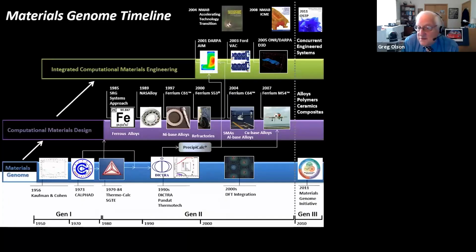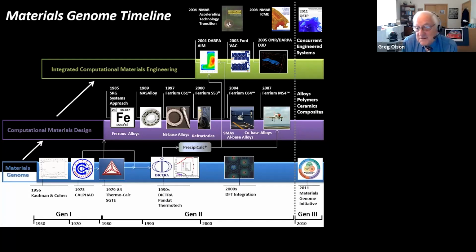And that is reinforced by this timeline. So there had been debate as to what a materials genome could be. It's very clear the genome we have is in fact the CALPHAD database system, whose origins go back to Kaufman and Cohen at MIT in the 1950s with the calculation of the iron-nickel phase diagram.